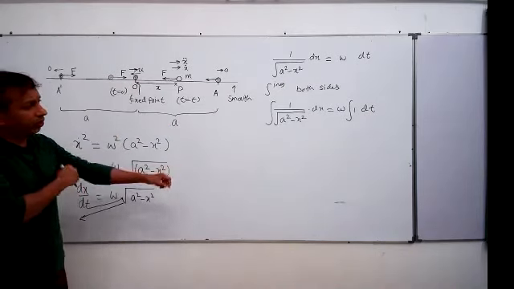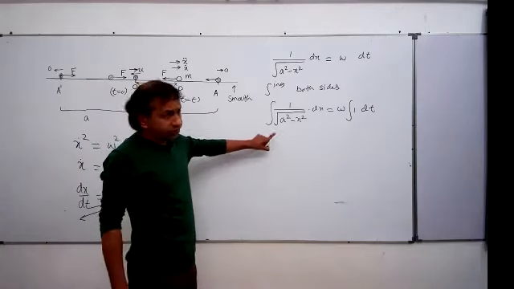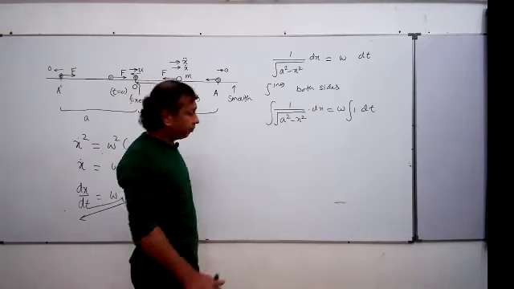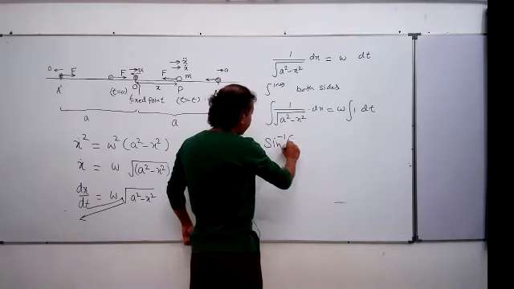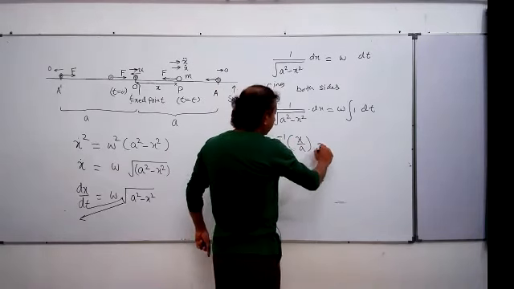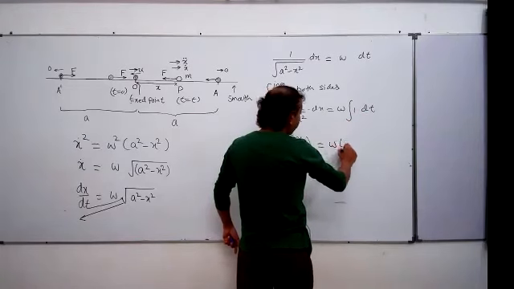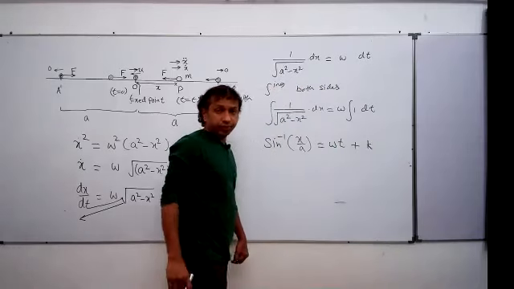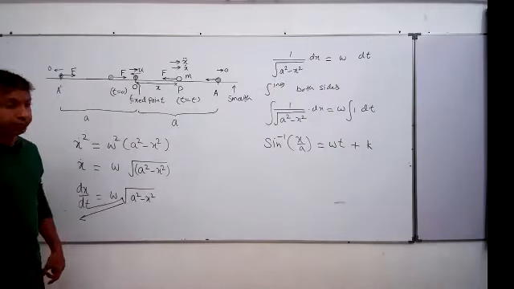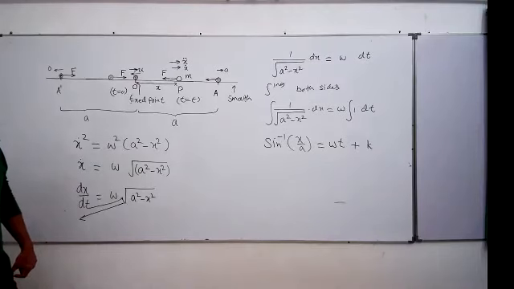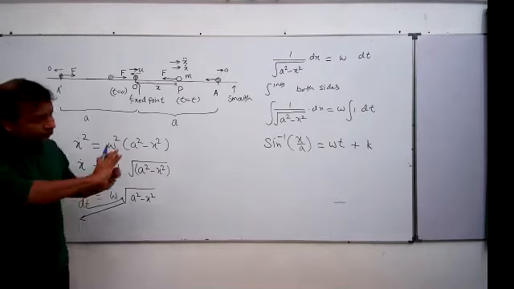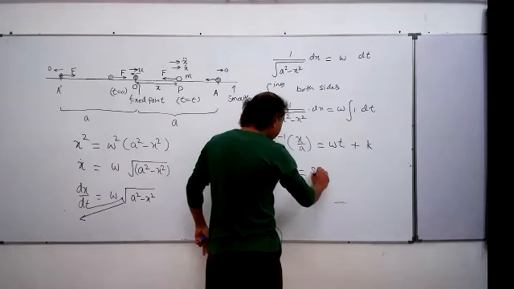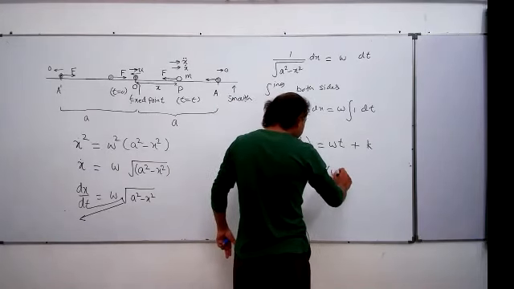Can somebody tell me what is the integral in the left hand side? Yes, it is, people, sin inverse x upon a. Sin inverse x upon a equals, here this is t, no? Omega t plus, people, a constant, I take this as k. K is a constant. Okay. Now, once you bring this sin inverse to the right hand side, we can write x upon a equals sin omega t plus k.